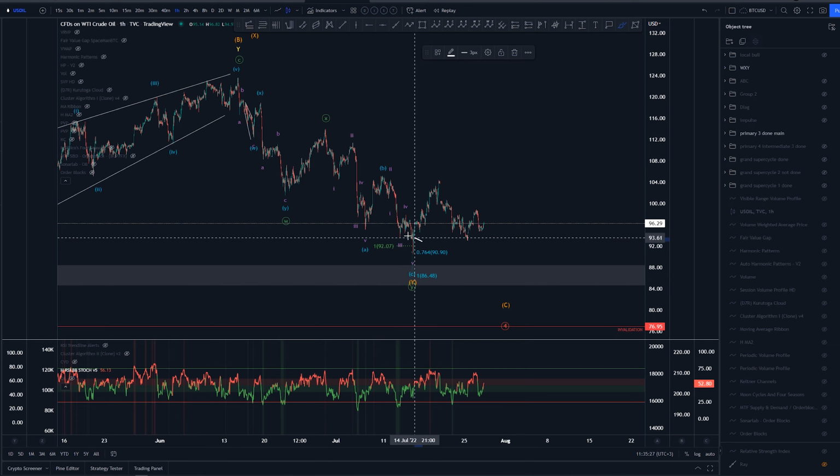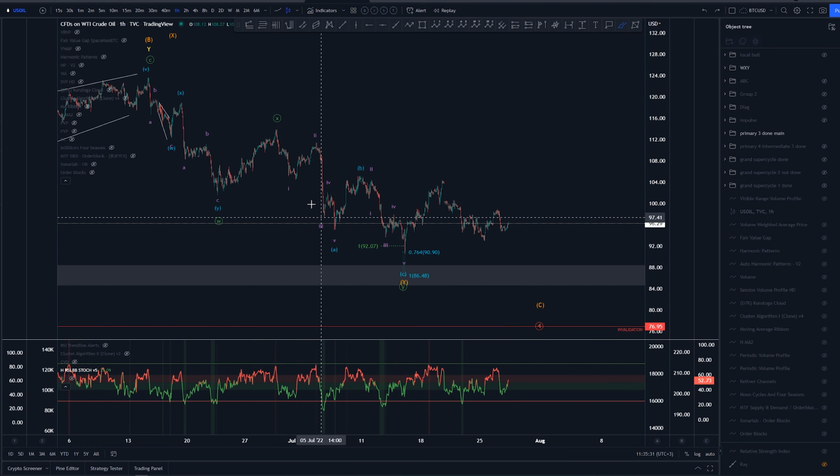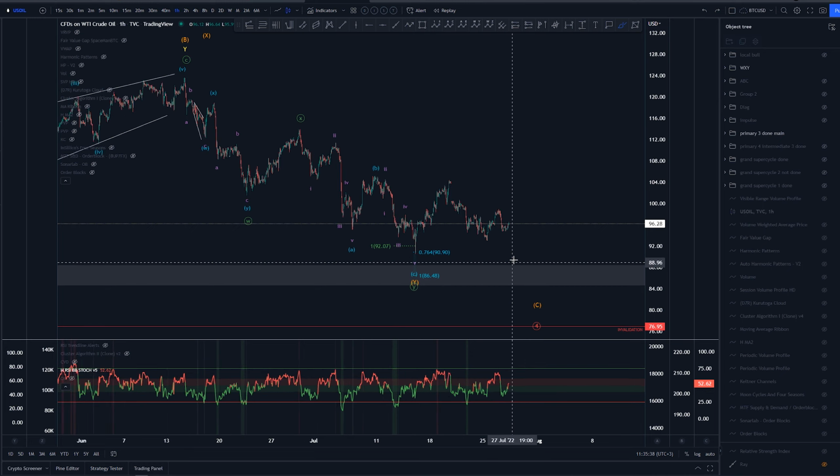We are getting to one-to-one extension here for this WXY. Did not get to one-to-one extension here on this lower time frame structure, only the 764. But yeah, overall it looks pretty okay.